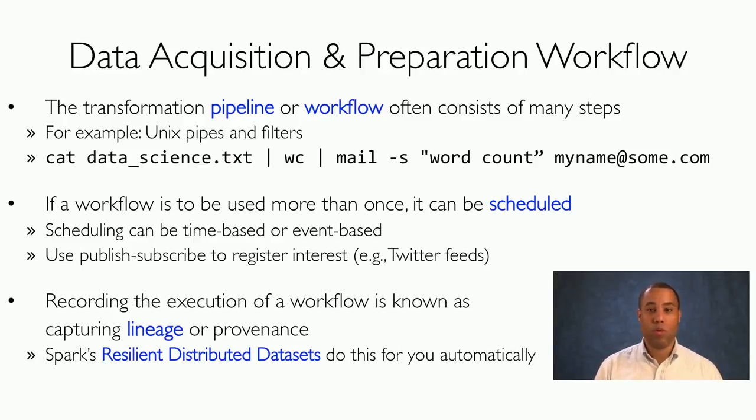Now, if we're using this workflow more than once, we can schedule it, and that scheduling could either be done time-based or event-based. So every hour, we could run this pipeline, or we could only run the pipeline when someone updates the data science file. Another alternative is to use a publish-subscribe model to register interest. So for example, a Twitter feed is where we do something like that. You subscribe or follow someone, and then you only get updates when they make changes, when they post content.